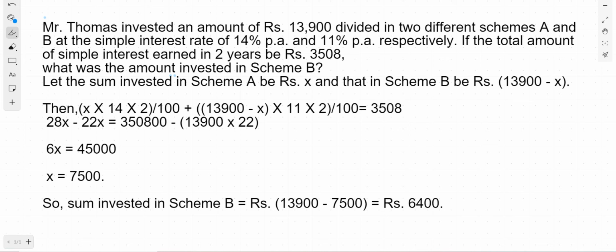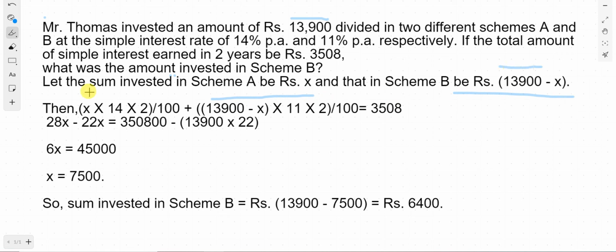See, to solve any question, this is the main thing: you should understand the question first. If you know the language of the question, you can solve it very easily. So we know that there are two schemes and the total amount was this, and this amount is divided in two different schemes. But we don't know whether the amount is divided equally or one has more and the other less. So we will consider that the sum invested in scheme A be x. So what will be invested in scheme B? The remaining part of this amount, because this was the total amount.